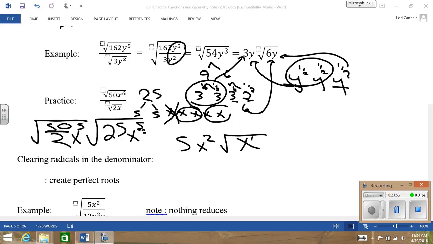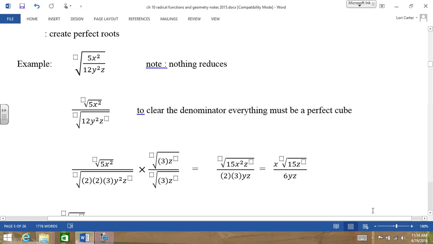Now the next part, guys, is not easy. It's not hard, but it is not pretty. Now you look at this. We have 5x squared over 12y squared z. What's my index? 2. So my index is 2 because there's nothing there. Now, does it reduce? No, 5 and 12 don't reduce. X, Y, and Z do not reduce. So this is not pretty. No, there is a solution.